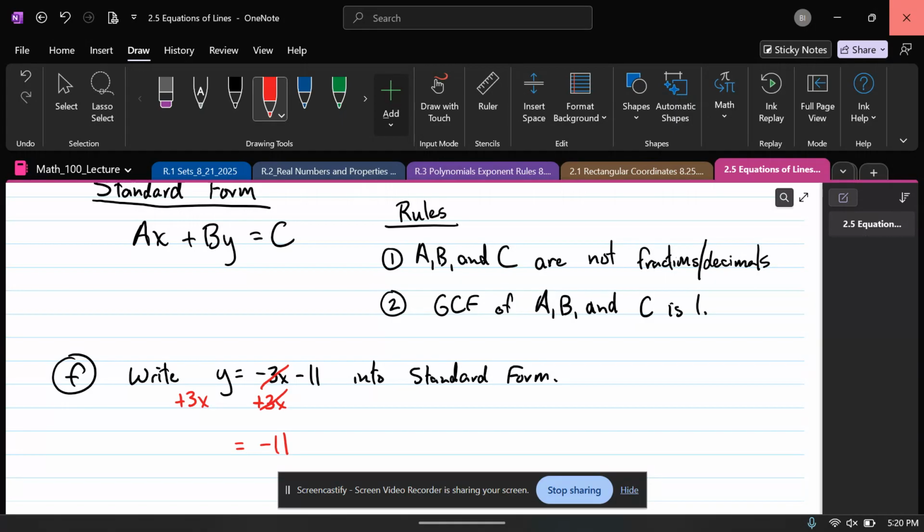On the left-hand side, I'm going to write it in order. X comes first. So that's 3x positive. What kind of y is it? Positive or negative? Positive, because it doesn't have a negative sign in front of it. So that's plus y.